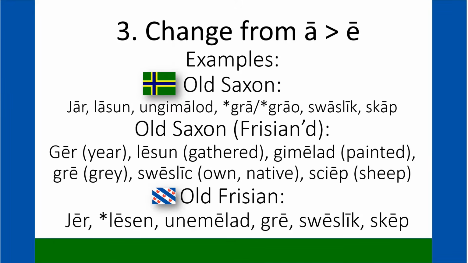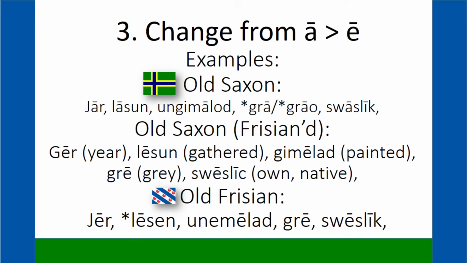The third change due to Frisian influence, we have long A becoming long E. As we see here from the Old Saxon, we have jar, lazun, onje malod, gra, grau, swaslik. And for those who are not aware, or as a reminder, the asterisk before the word is a reconstruction of the word in question. It's a theoretical guess of what the word would have been in the older form, or if you will, a purer form of Old Saxon.